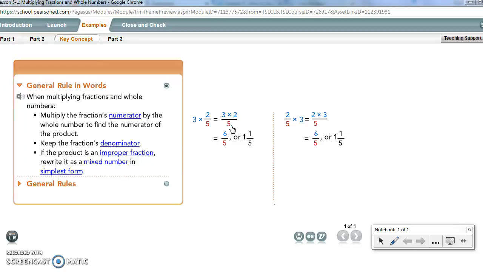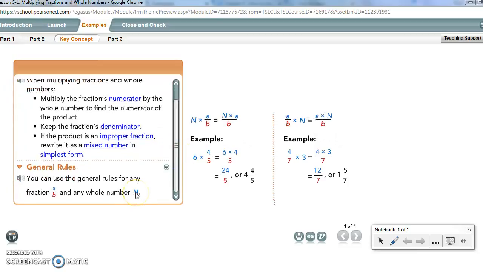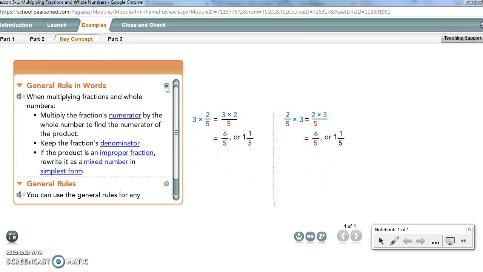Okay, then it says general rules. You can use the general rules for any fraction a over b and any whole number n. So what I do is I ignore pretty much all of this. The main thing you need to know is if you have any whole number, so they use n, well, I'm going to give the example of 3. That can be written as 3 times 2 over 5. I always put a 1 underneath this 3 to show that it's a whole number, because any whole number can be written as a fraction as the number over 1, which we'll discuss more tomorrow in detail.